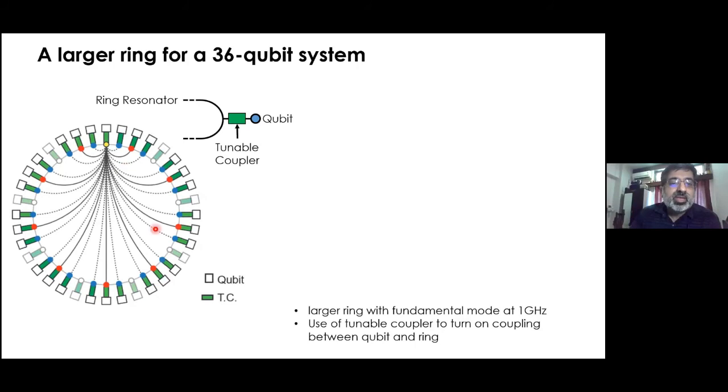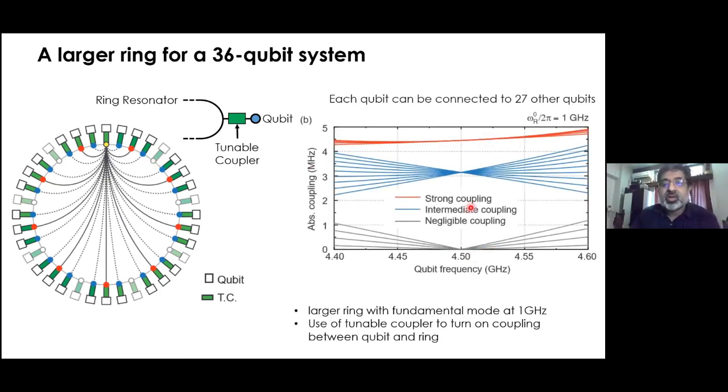So in this system, it's just a scaling up of the idea. Now the qubits are spaced 10 degrees apart. But again, every 4th qubit will not be coupled because of the same reason. So now you get, again, 3 values of coupling: a high coupling region, an intermediate coupling, and a 0 coupling. And here in this 36 qubit system, so 10 degrees spaced around 360 degrees, each qubit can be connected to 27 other qubits.